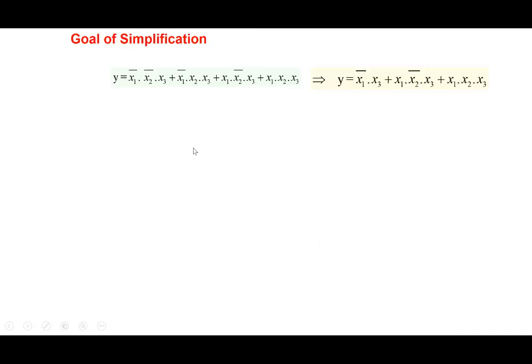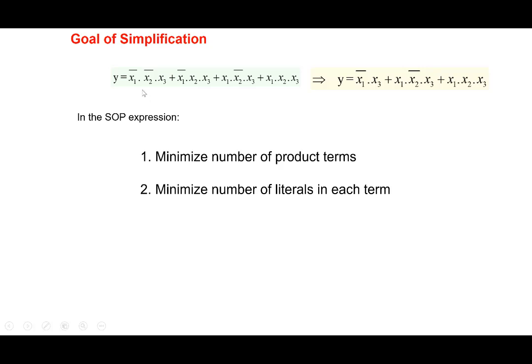So the goal of simplification is to minimize the number of product terms. The fewer product terms there are, the fewer gates. And the other goal is, when you're looking at each one of those expressions, to minimize the number of literals in each particular term. So each term also, you should try to minimize the complexity, minimize the number of input variables in it. So these are the 2 goals: minimize the overall number of terms in the expression, and minimize the number of literals in each particular term.